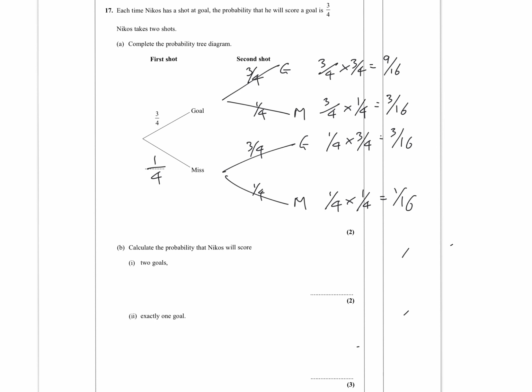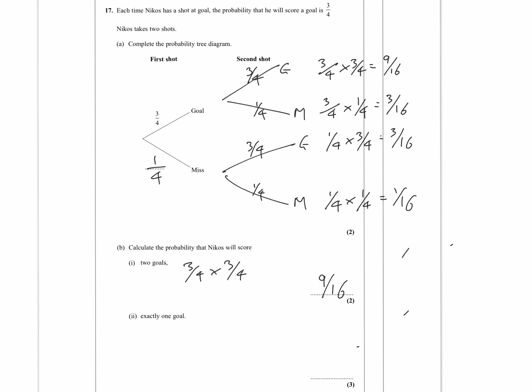So that's goal and a goal. Goal and a miss. Miss and a goal. Miss and a miss. Probability of two goals. Well, we've worked that out now. Two goals, that's going to be 9/16, 3/4 times 3/4.